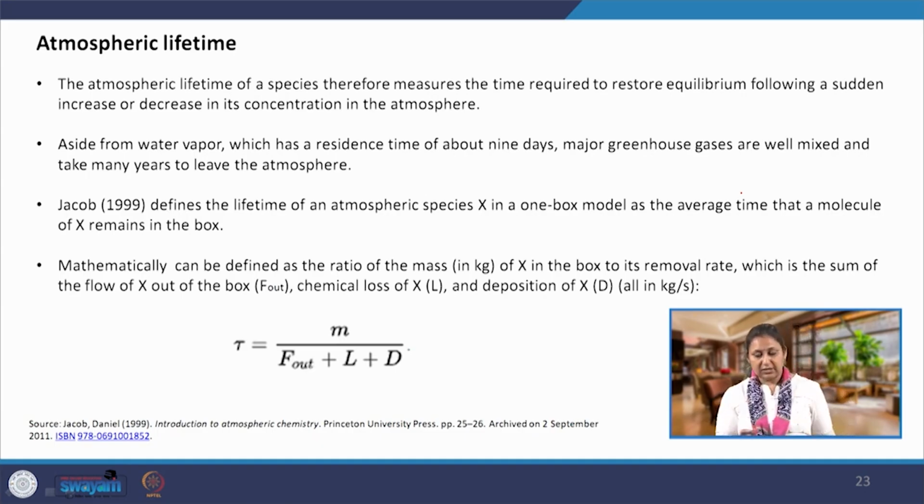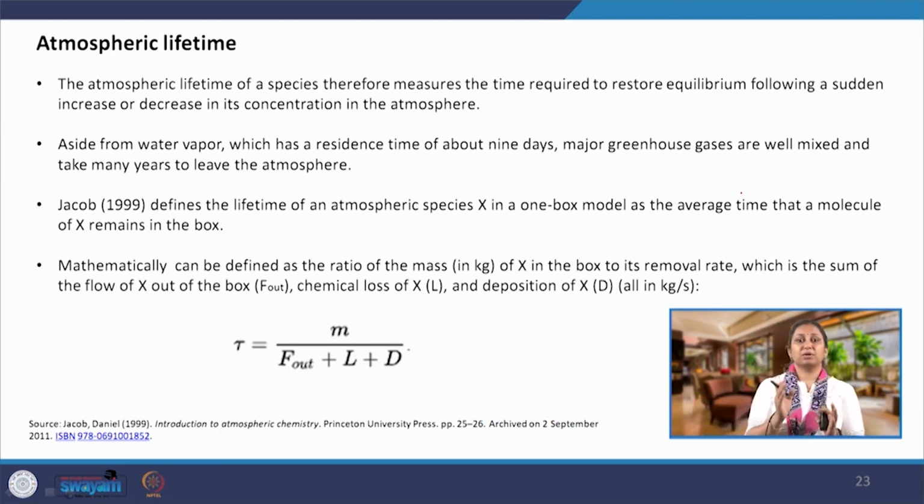Now, if we look at the different greenhouse gases, we will have different atmospheric timelines. So, water vapor has an atmospheric lifetime of about 9 days, but if we look at the lifetimes of other gases, which we will come to in another slide here, there are gases which may take many years and as high as thousands of years, and when I say thousands of years, it is like 40,000 years, 50,000 years of a lifetime to leave the atmosphere or to regain the equilibrium. That is the lifespan that we are talking about.